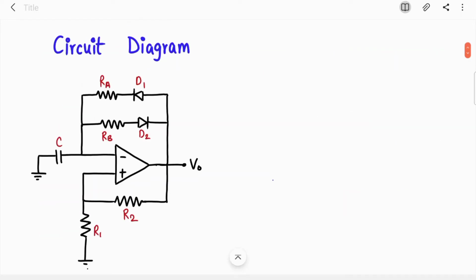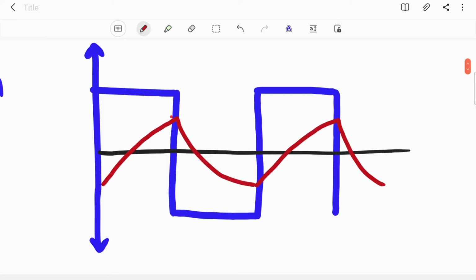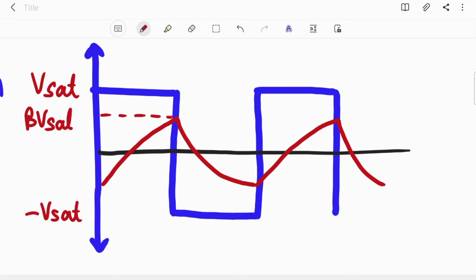So this is the circuit diagram of the asymmetrical astable multivibrator. The difference you are seeing here is this part. In the basic astable multivibrator, the feedback loop was just one resistor, and it was called R. Now that feedback loop is replaced by two resistors and two diodes connected in parallel. This blue one is your output voltage, which is bouncing between plus Vsat and minus Vsat, and this red one is your capacitor voltage, which is bouncing between beta Vsat and minus beta Vsat.